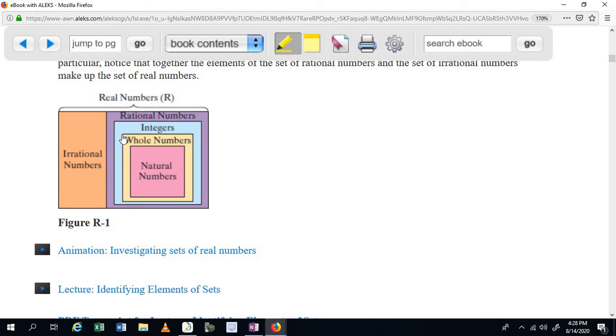In fact, most of the whole numbers are natural numbers. The only one that is not a natural number is 0. That's what this diagram is trying to depict. The world of whole numbers is a little bit larger than the world of natural numbers. Or in other words, the set of natural numbers is contained within the world of whole numbers. So that's what this diagram is trying to depict. It's trying to show you the relationship between all of these different types of numbers.